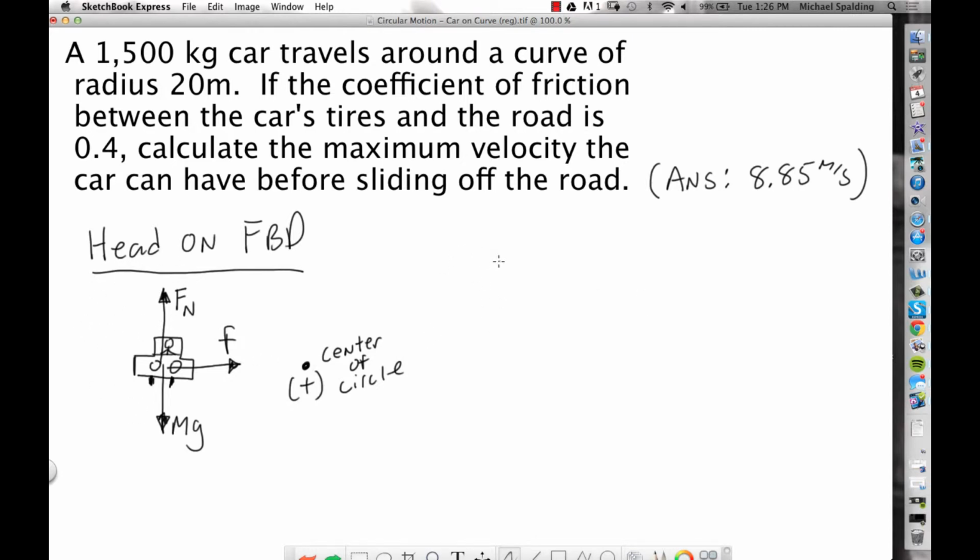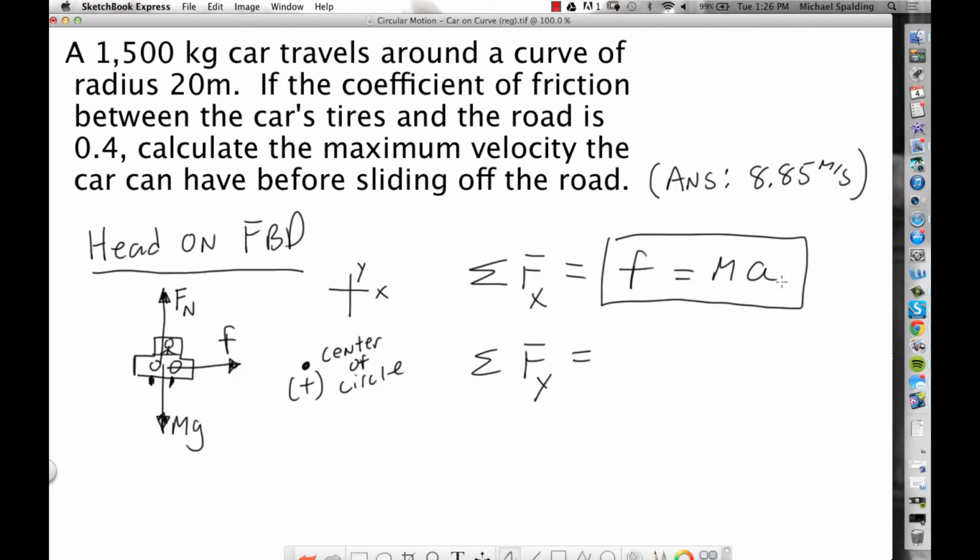The next thing we do is we sum the forces x and we sum the forces y. So here's the x direction, there's the y direction. Okay, what's the only force in the x direction? Friction. Sum of the forces equals ma. This a is a centripetal acceleration. How do I know it's centripetal? Well, because the car is in a circular path, and that frictional force points to the center of the circle.